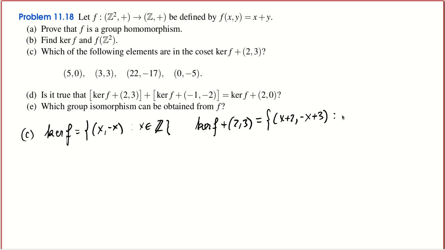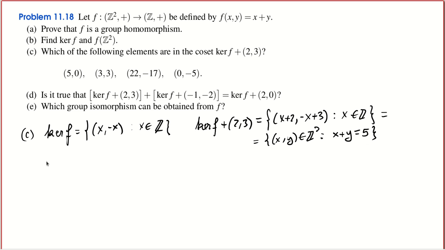Okay, where x is an integer. But there is a better way of rewriting this, which is going to be more convenient. If we add these two elements here, what we get is 5. So another way of expressing this is saying that this is all pairs in Z², so pairs of integers, such that the sum is equal to 5. 5 is just the sum of these two elements.